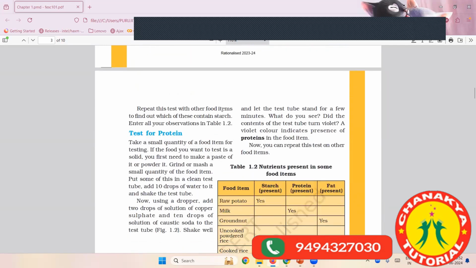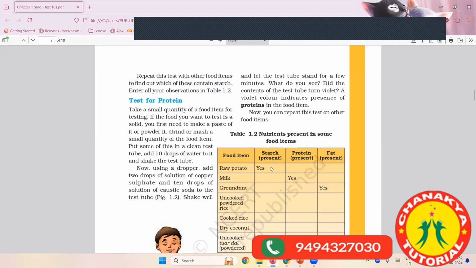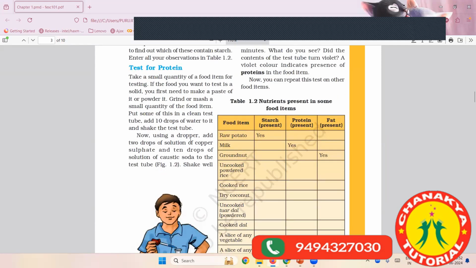Repeat this test with other food items to find out which of these contains starch. And then you are going to enter your observations here. Yeah, we will come to this table later. Yeah, test for protein. Anyone else other than Neha can read?